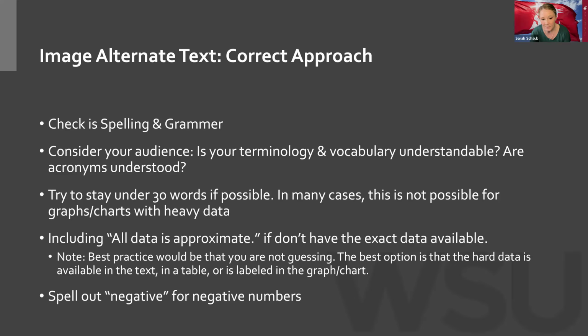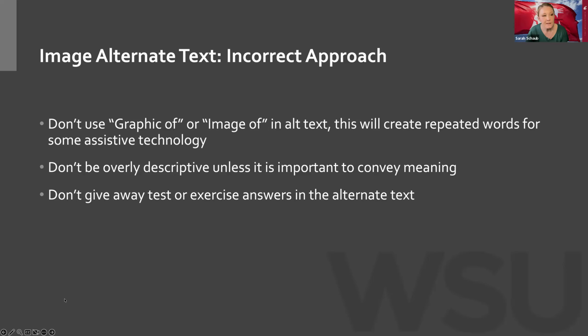Including all data is appropriate. If you don't have the exact data available, again, using maybe a table for supplemental information, best practice would be that you are not guessing. The best option is that hard data is available in the text, in a table, or is labeled in the graph or chart. Spell out negative for negative numbers rather than using the symbol.